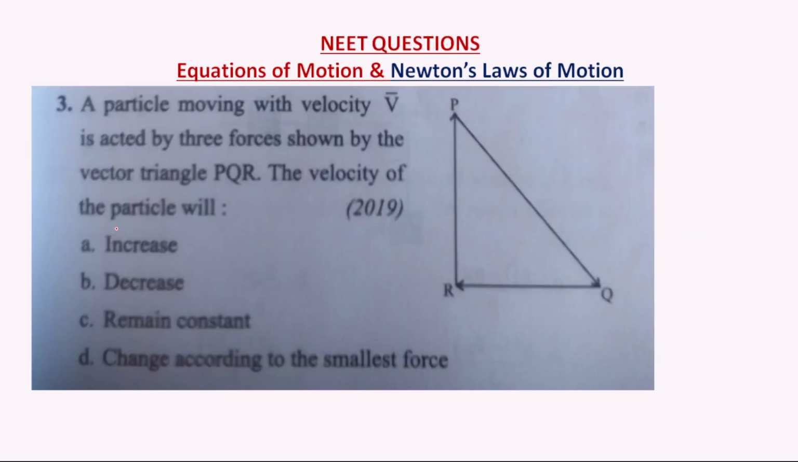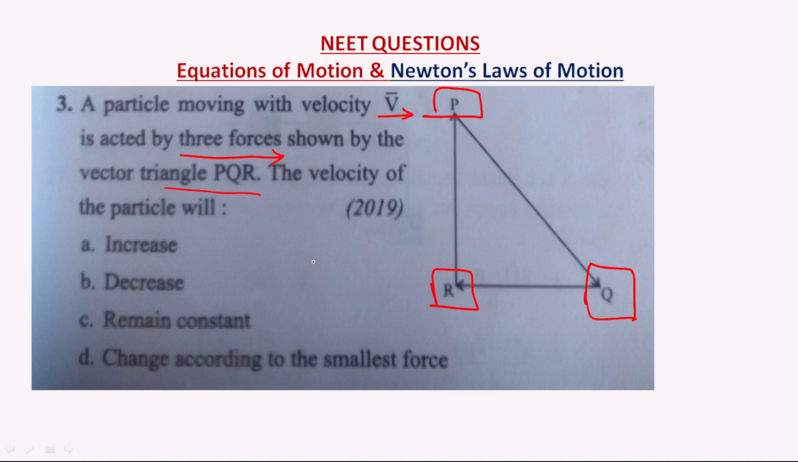Okay. Let us go for question number 3. A particle moving with velocity v. Any particle is there which is moving with velocity v, and is acted upon by three forces. Three forces are shown: P, Q and R. These are the three forces, as shown in vector triangle PQR.